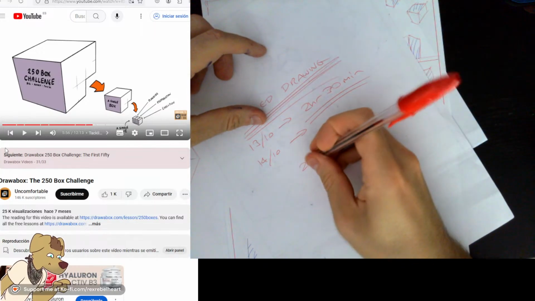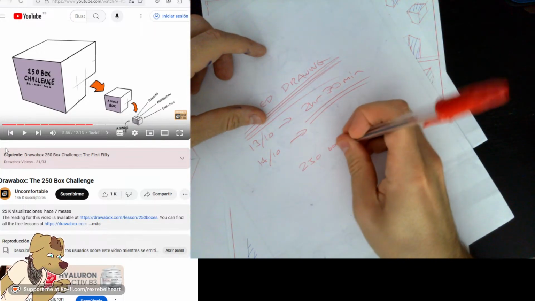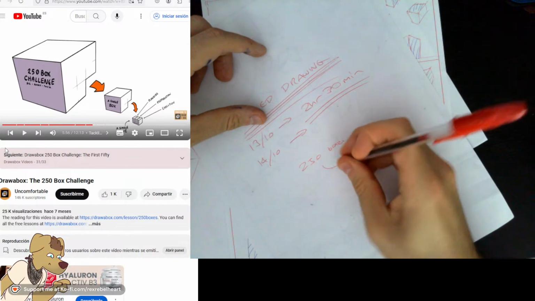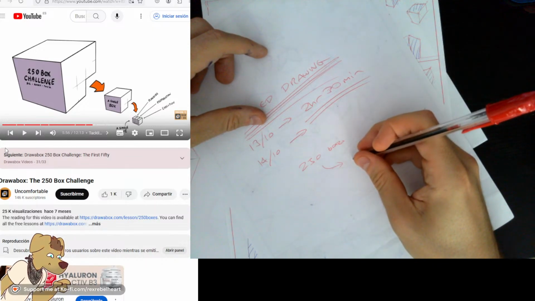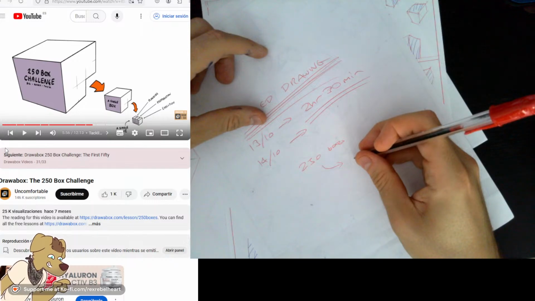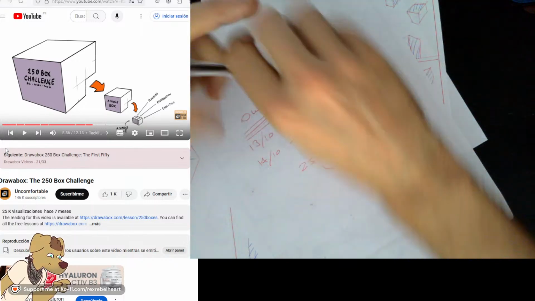So we're doing 250 boxes, and each box has 12 sides. As you said, right?